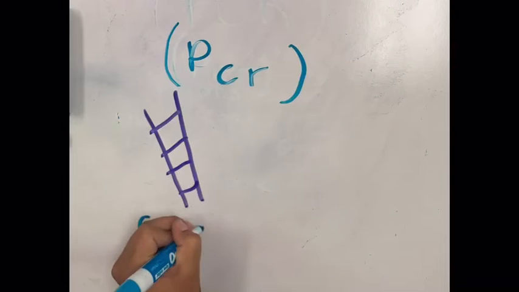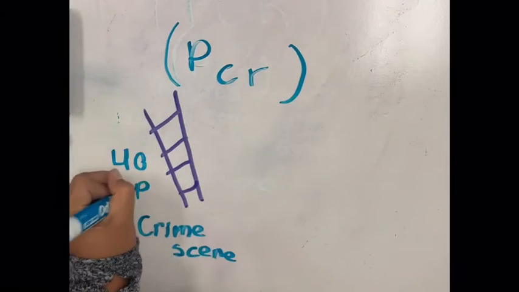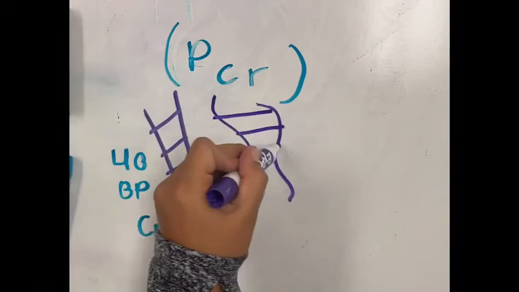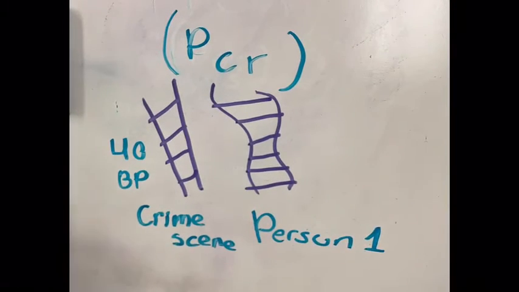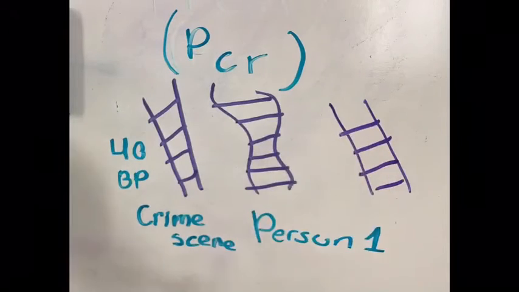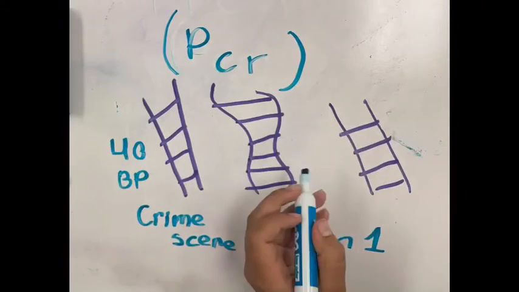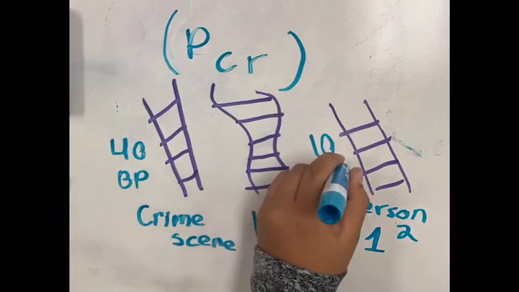In our crime scene, Anna, the crime scene blood, and Dominique had the same blood characteristics, type AB blood. Person 1 had 40 BP, and person 2 had 10 BP. Since they all had the same type of blood, we used PCR to determine the difference between each blood sample.